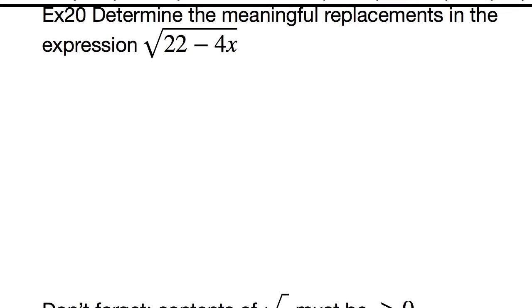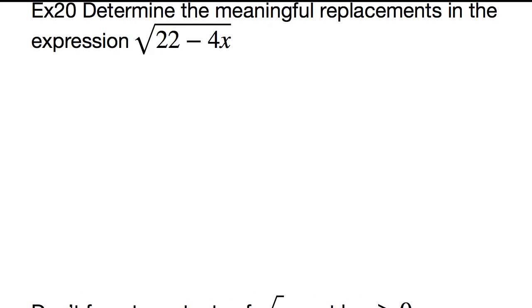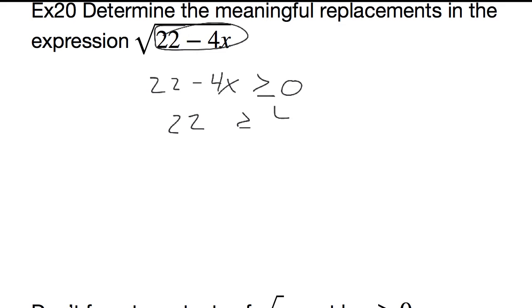Determine the meaningful replacements in the expression square root of 22 minus 4x. Well, we want to make sure we don't have a negative square root. So that means we have to make sure that this whole thing is going to be greater than or equal to 0. It can equal 0, fine. It can be greater than, fine, but it just can't be negative. So when we solve this, we get 22 is greater than or equal to 4x. Then dividing both sides by 4, you get 11 over 2 has got to be greater than or equal to x.